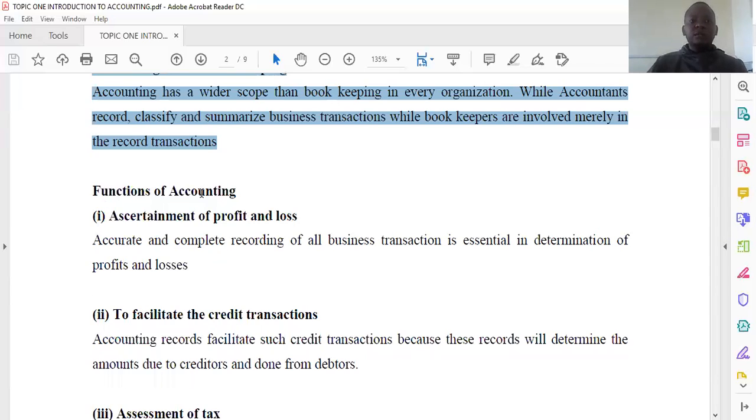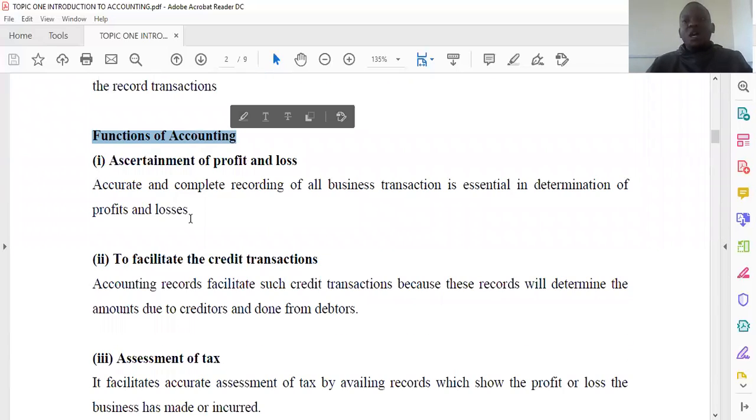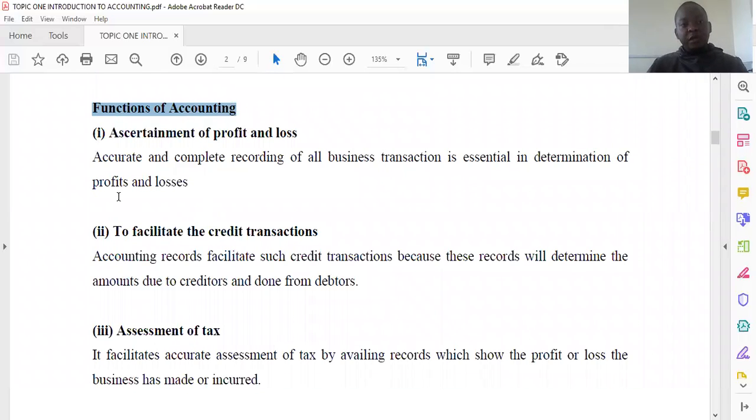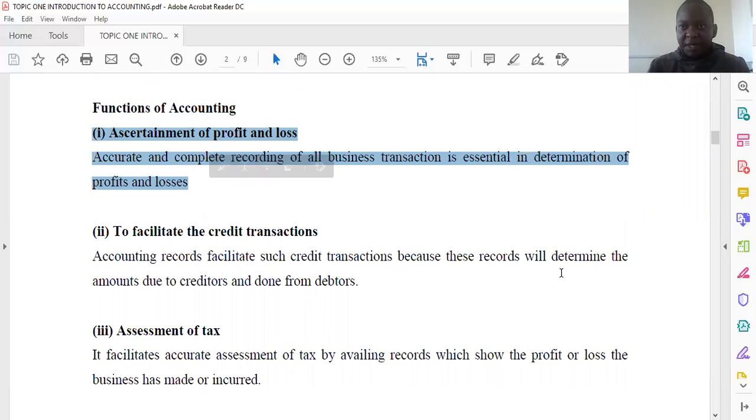So functions of accounting, or rather the objectives of accounting. We have several, but in our case, we shall look at a few of them. One is ascertainment of profit and loss. Most businesses are established to make a profit for the owner of the business. So as such, the owner of the business needs to know what profit has been made. And for him to know the profit, proper books of accounts have to be kept. The trading and profit and loss account, or rather the income statement, has to be properly prepared so as to give the net profit and the gross profit of the business for a particular period of time. And accounting serves that role very well.